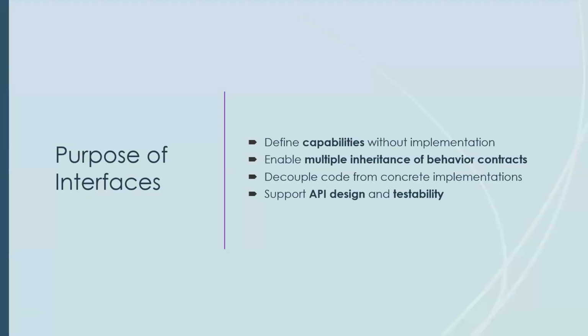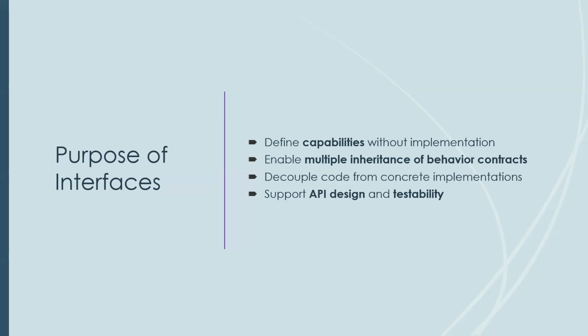What's the purpose of an interface? Like I already mentioned, it is to define capabilities without implementation. It can provide a method without providing the implementation details. It enables multiple inheritance of behavior contracts. Essentially, what this means is that a class can implement more than one interface. And as a result, it can take those methods from different interfaces and implement them however it wants, as long as it implements those methods.